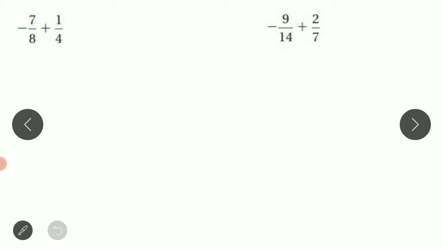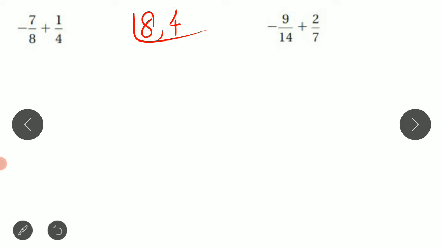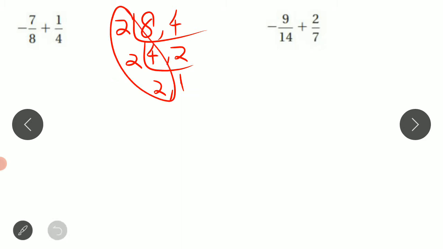So let's take the denominators 8 and 4. We are finding the LCM of the denominators. So 8 and 4, take 2, 4 times, then 2 times, again 2 we can take 2 times, 1 time. So let's stop here. Then what is the LCM? 2 2s are 4, 4 2s are 8. So the LCM is 8.